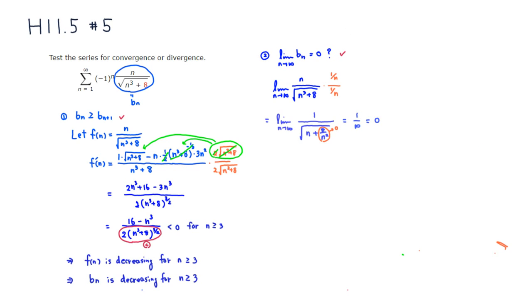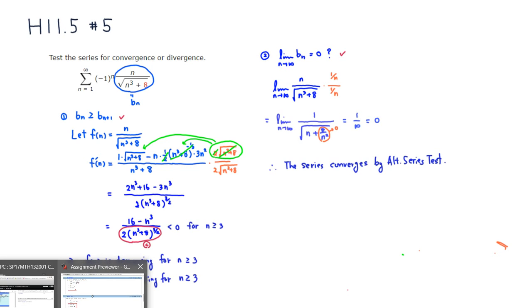Alright, since it satisfies both hypotheses of the alternating series test, we say therefore the series converges by the alternating series test.